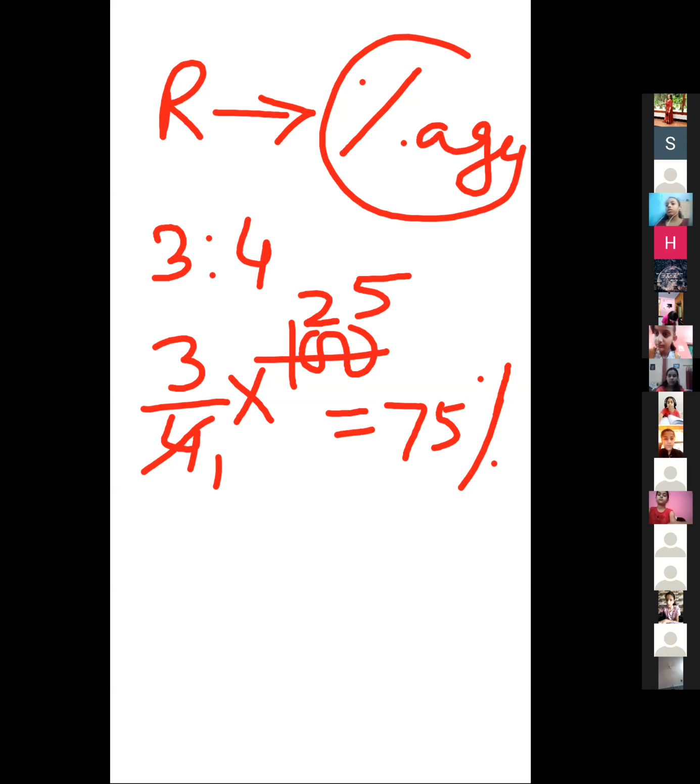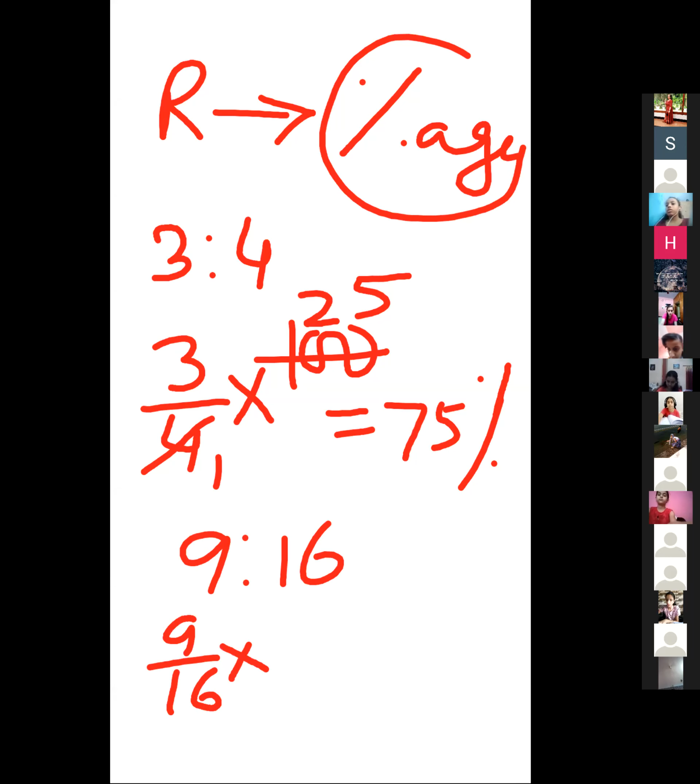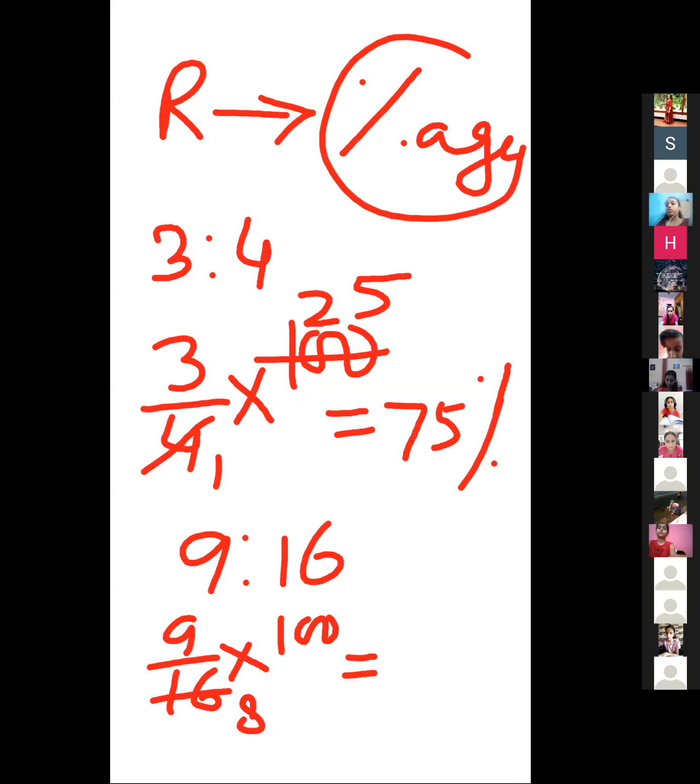Okay. Next, if I write 9:16, so how will we write? 9/16 multiply by 100. Yes, good, Diksha. Now cut it. Cut with the 2. 2 8s are 16. 2 5s are 10. 0 50. Then again you have to cut it. 2 4s are 8, 2 25s are 50.